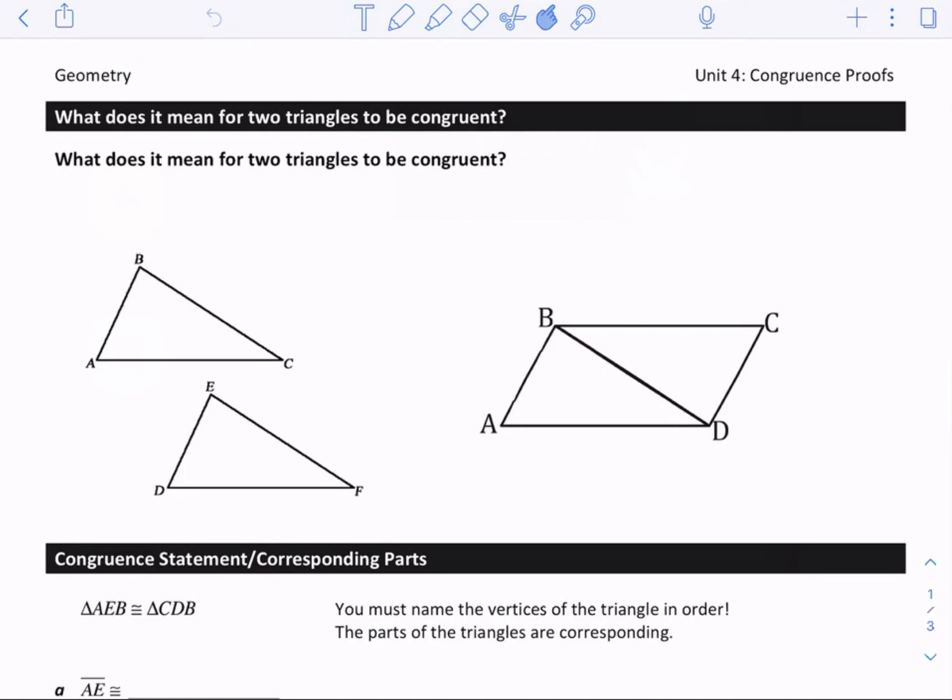It's Miss Talhami. Today we are going to be able to recognize when two triangles are congruent and state which method would prove them congruent. So in order to do so, we want to know what it means. What does it mean for two triangles to be congruent?